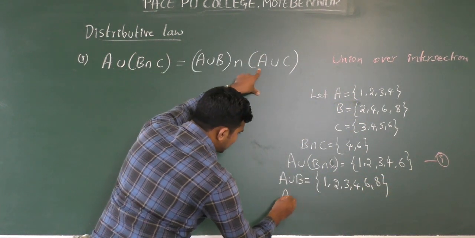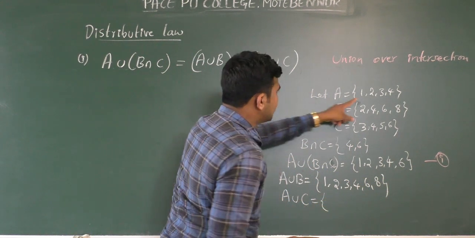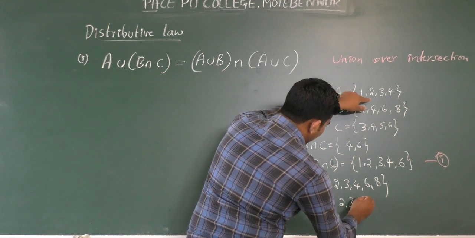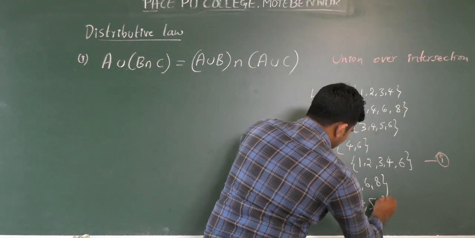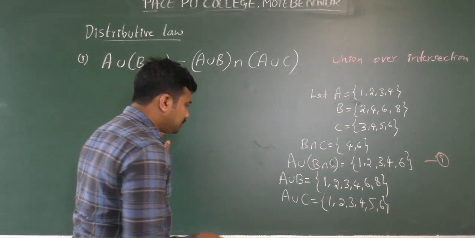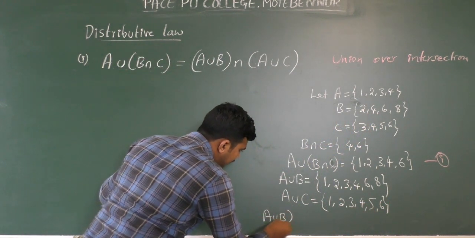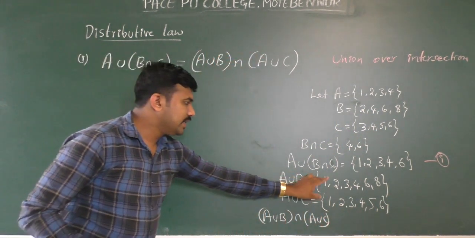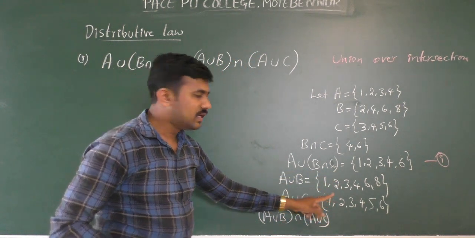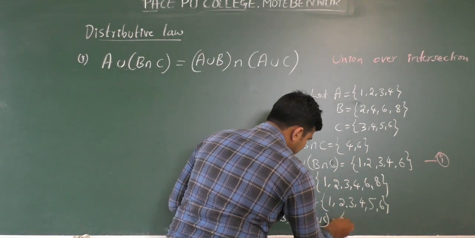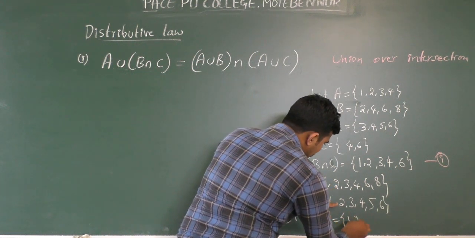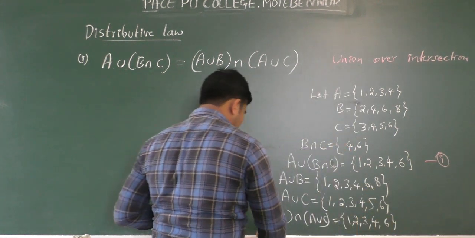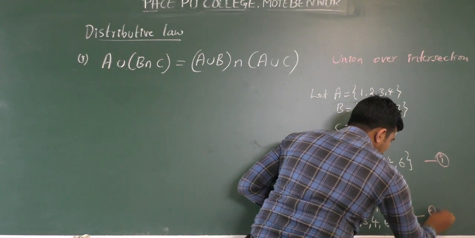Similarly, A union C. What is A union C? That is nothing but the set of all elements of A and C. It is 1, 2, 3, 4, and 5, 6. This is A union C. Now, A union B intersection A union C means this RHS value we need to find, so we need to take the intersection of these two sets. So what will we get? What are the common elements in these two sets? 1 is common, next 2 is common, 3 is common, 4 and 6. These are the common elements we have, and this is equation number 2.